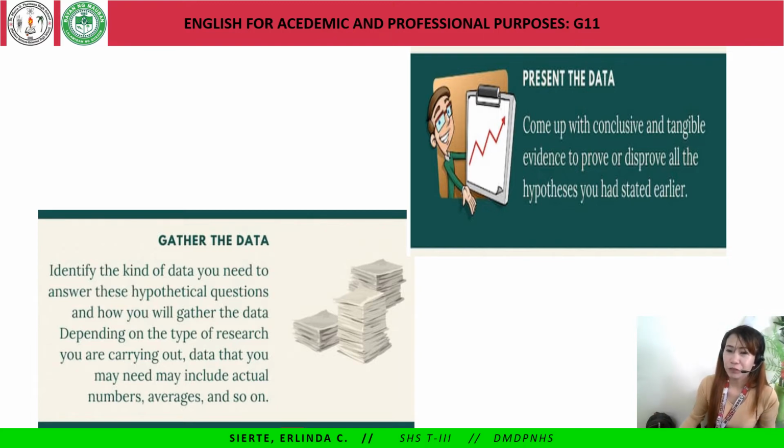Next, you have to present the data to come up with conclusive and tangible evidence to prove or disprove all the hypotheses you had stated earlier.